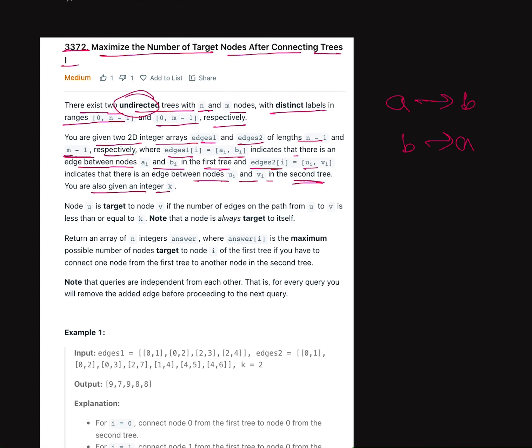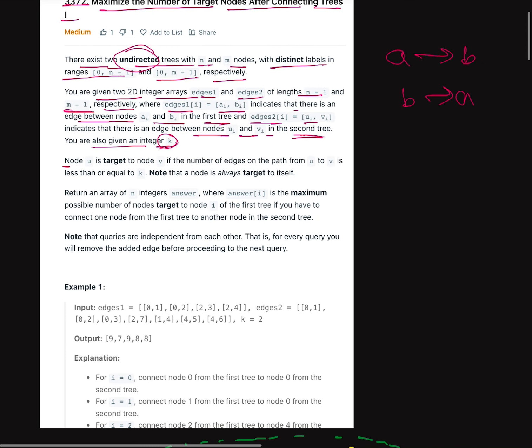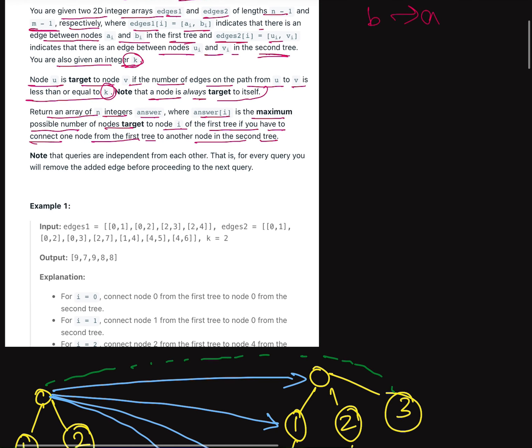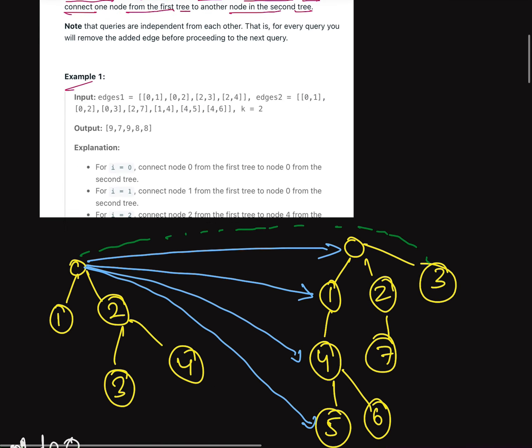You are also given an integer k. Node u is target to node v if the number of edges on the path from u to v is less than or equal to k. Note that a node is always target of itself. Return an array of n integers answer, where answer[i] is the maximum possible number of nodes target to node i of the first tree if you have to connect one node from the first tree to another node in the second tree. So for example 1, our graph looks like this.